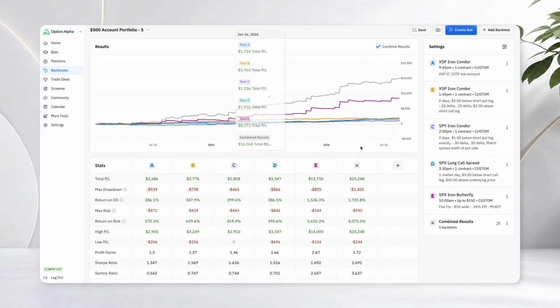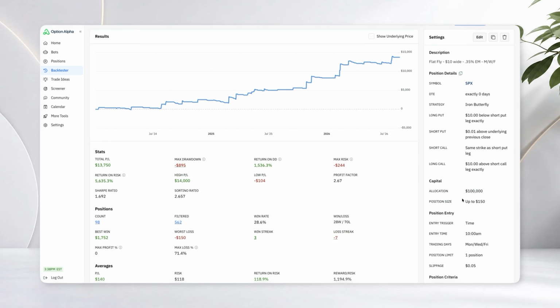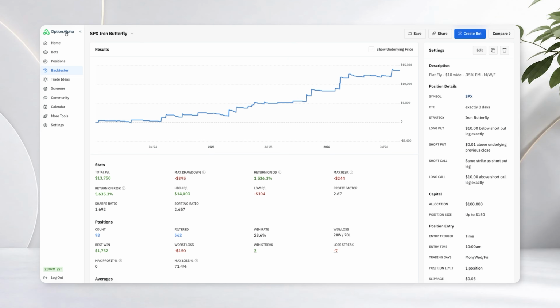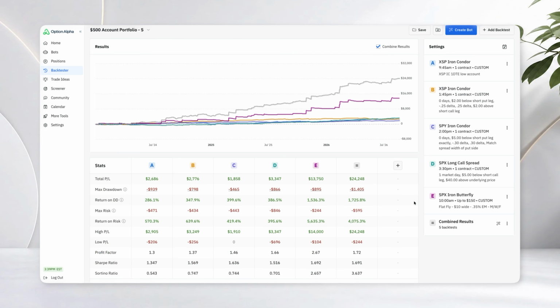And then finally, strategy E. This is the SPX Iron Butterfly. This enters at 10 a.m. and this is the biggest contributor to the updated backtest. It produced 13,750, max drawdown of -895, max risk of 244, and a profit factor of 2.67. This is the flat fly. This is the standout strategy in this version of the portfolio, but I don't want one strategy carrying the whole thing. I want this to be part of the system and not the entire system.